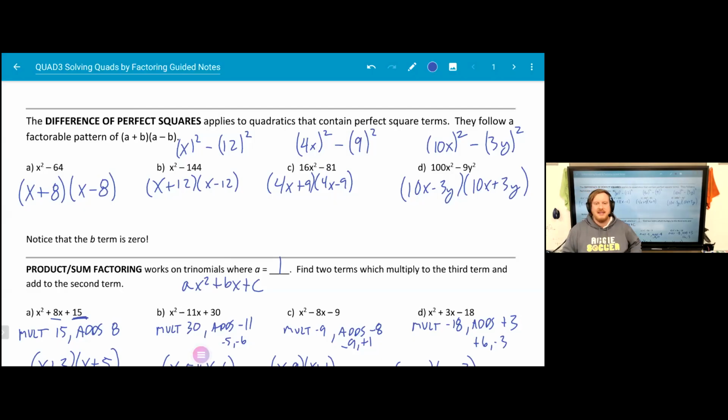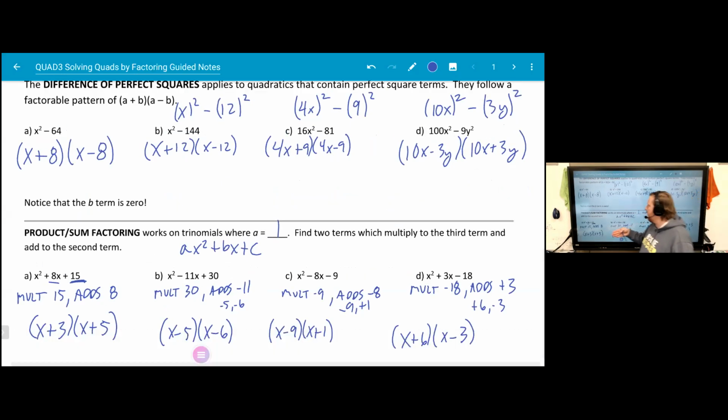All right, welcome back. This is going to be part 2 of Quad 3, solving quadratics using factoring methods. What we just finished up were 2 factoring methods: the difference of perfect squares and product and sum factoring. Product and sum factoring was when a was 1, when we have ax squared plus bx plus c, so it's just x squared plus bx plus c.